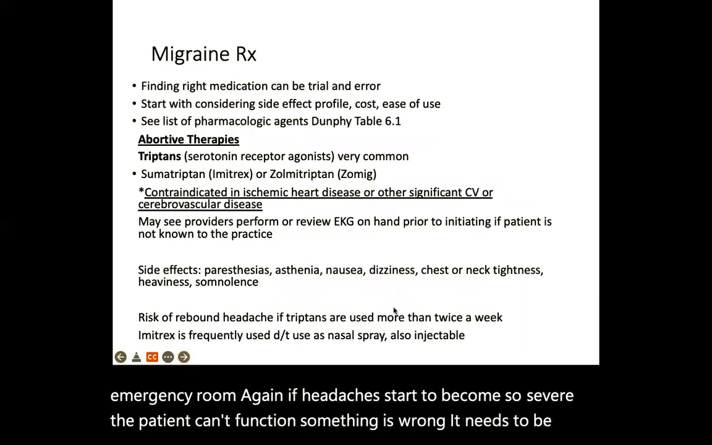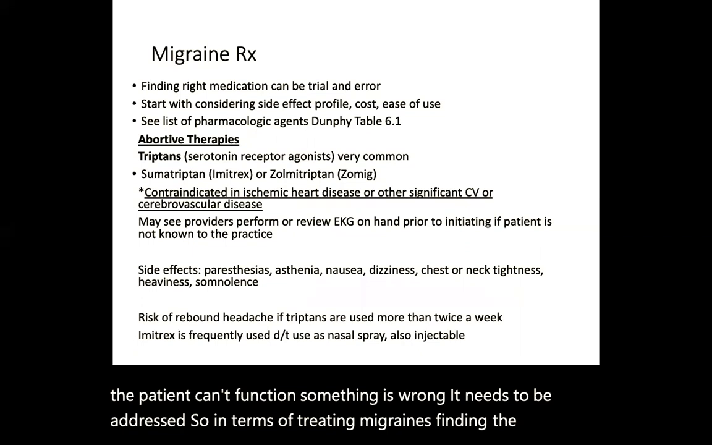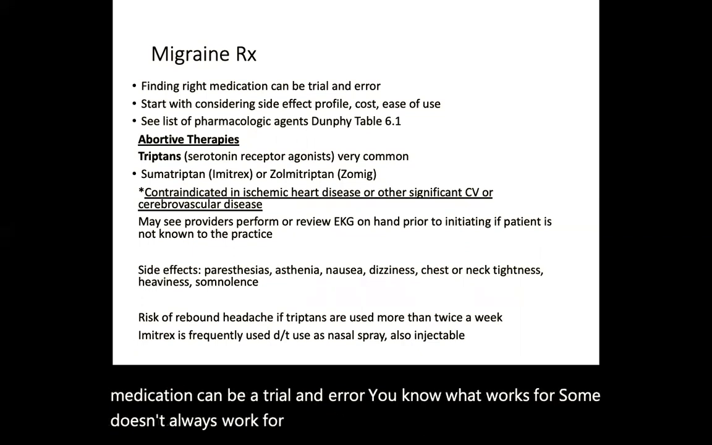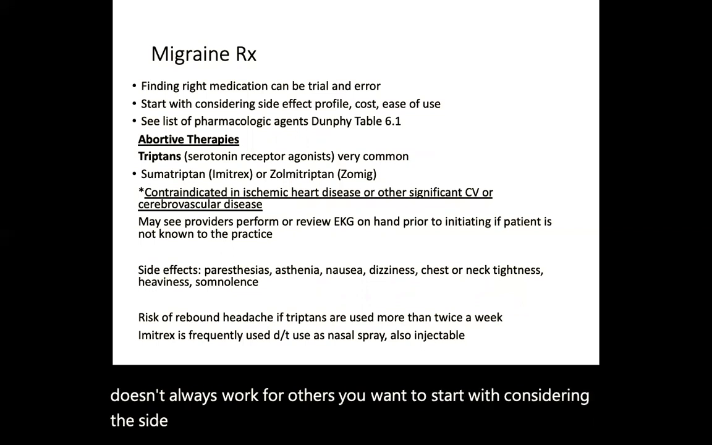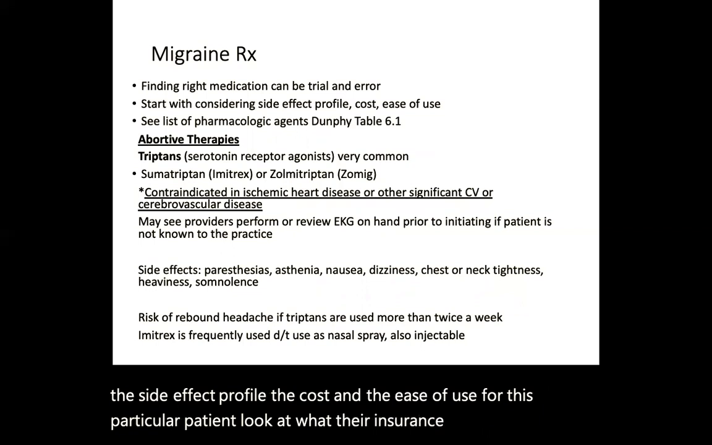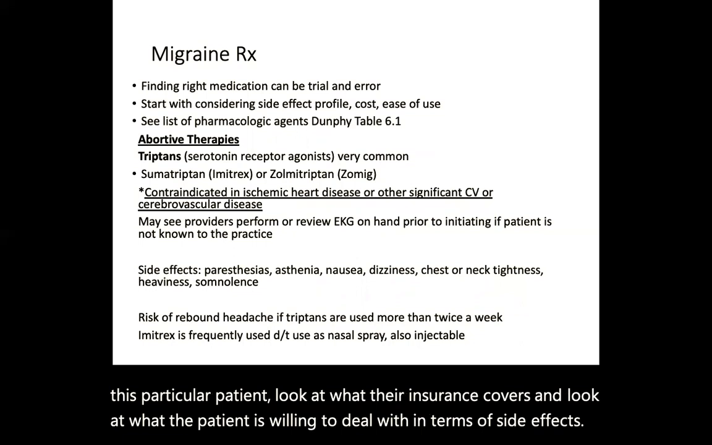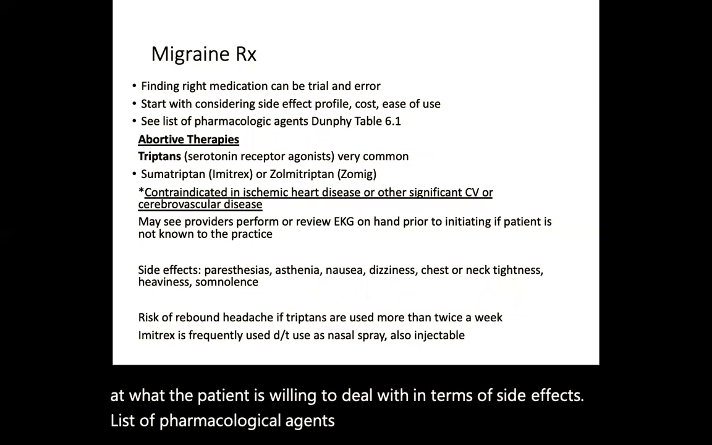So in terms of treating migraines, finding the right medication can be a trial and error. You know, what works for some doesn't always work for others. You want to start with considering the side effect profile, the cost, and the ease of use for this particular patient. Look at what their insurance covers and look at what the patient is willing to deal with in terms of side effects. See list of pharmacological agents in table 6.1.